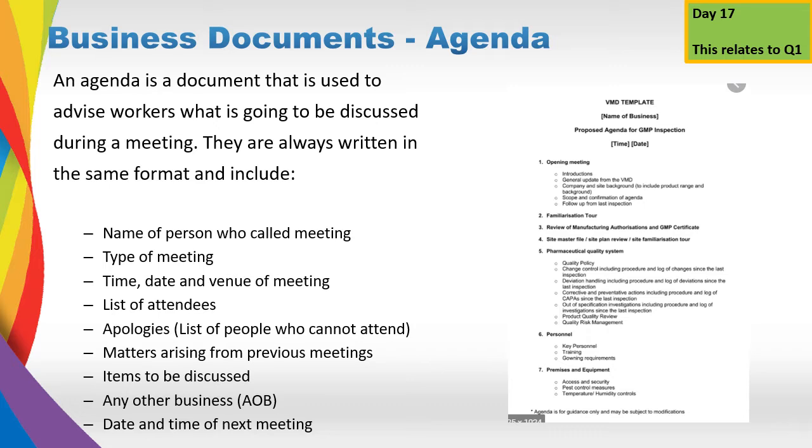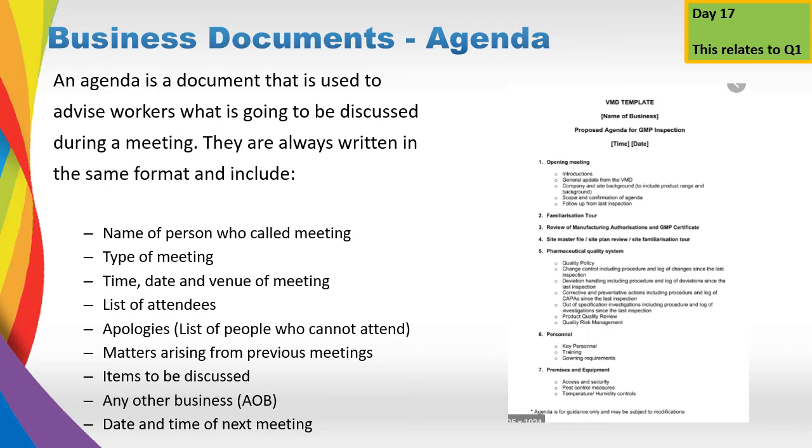The first one we're going to look at is the agenda, and on the right hand side you can see an example of what an agenda may look like. Obviously your business could have a different template to this, but they're always written in the same format as has been set up by the business. This generally includes the name of the person who called the meeting, the type of meeting it is, the time, date and venue, and who's expected to attend.